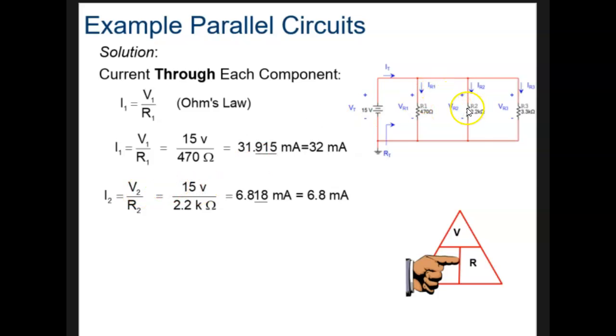For the second resistor, you do the same thing. I equals V divided by R, which is 15 divided by 2.2 k, which equals 6.8. We would make that 6.8 milliamps. And so on. I keep saying V, I mean to say I, so I'm looking for current. I equals V divided by R, which is 15 volts divided by 3.3 k, which gives us 4.5 milliamps.